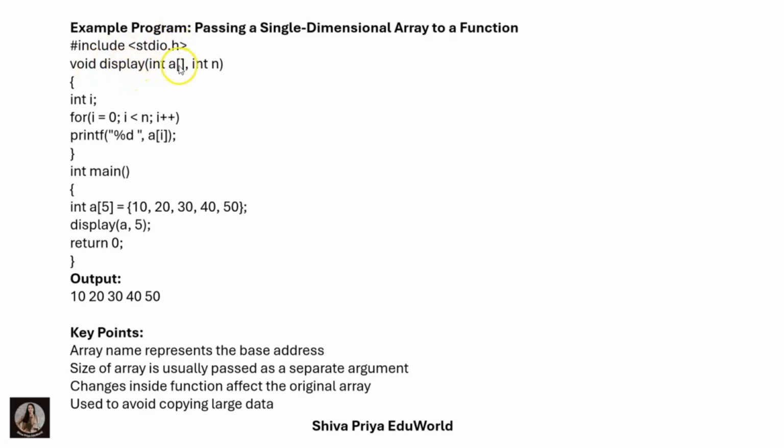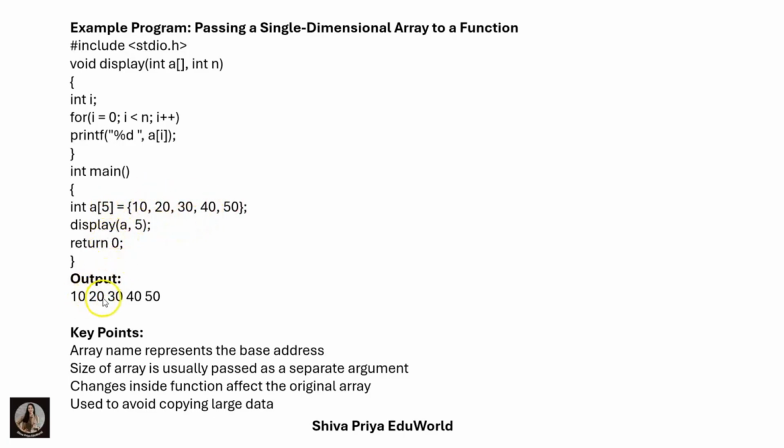void display(int array[], int n). Void is the return type. Display is the function name. Int array[], int n: data type and size of that. Int i, for which I have taken the loop and printf function. Inside the main function, I have declared and initialized an array. int a[5] = {10, 20, 30, 40, 50}. This is the array. It displays a and 5, which means it will display the 5 elements inside that.